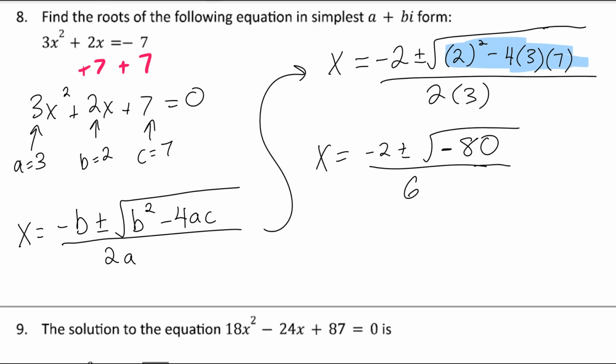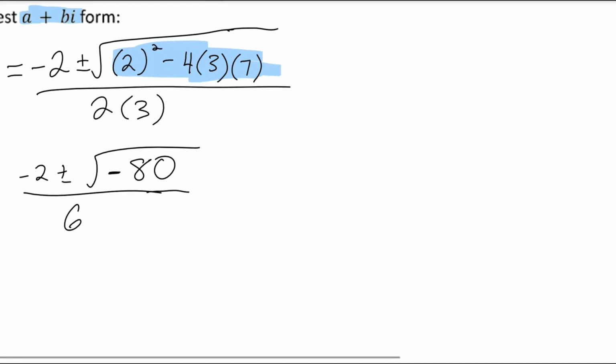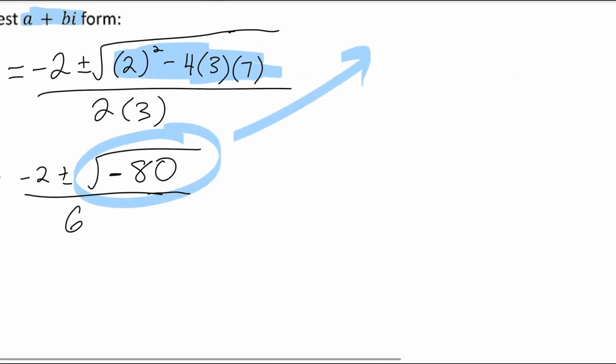And that should confirm a clue you had in the beginning of the problem. I wanted it in simplest a plus bi form, so there should be some imaginary number here or some negative under the radical. At this point, it's a simplification problem. So I'm going to take this radical -80, and I'm going to ask myself, how can I simplify this?